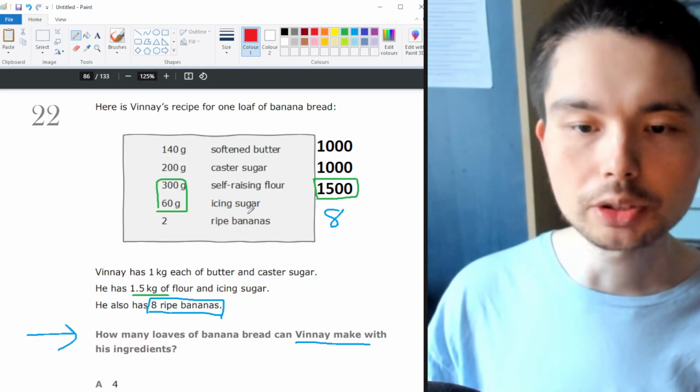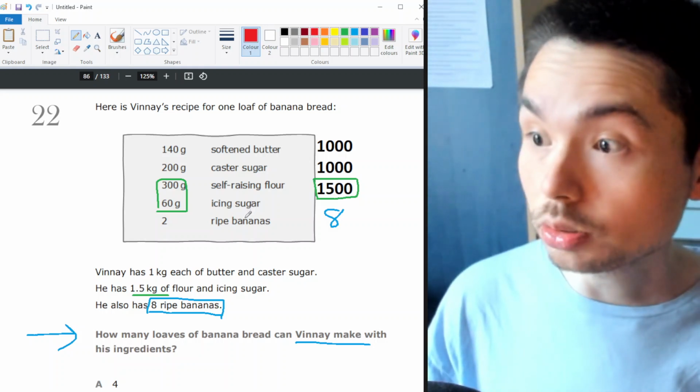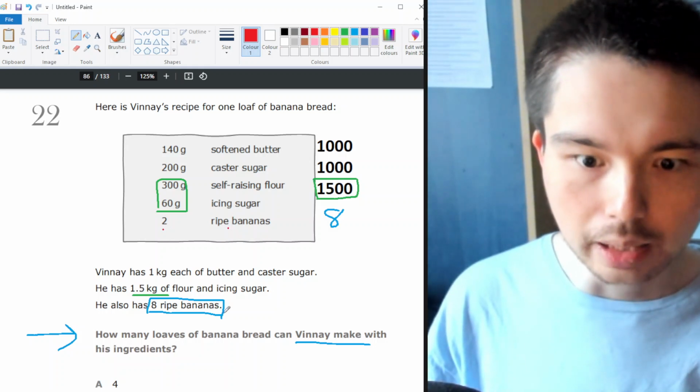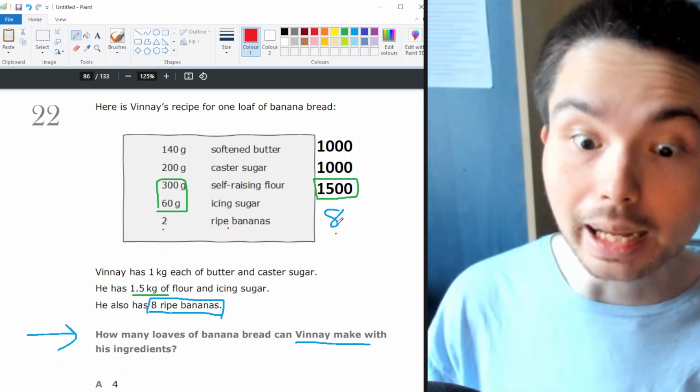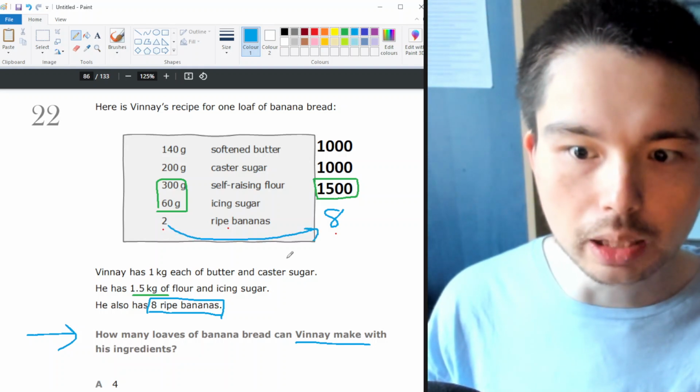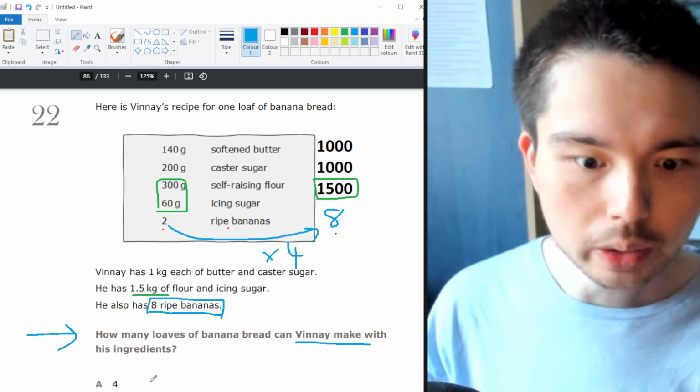Because when we're going for recipes, if we don't have enough ingredients, we cannot make it. Look at the bottom line, 2 ripe bananas. But what does Vinay have? 8 ripe bananas. So that's why I've put 8 here in blue. How do we go from 2 to 8? Times by 4. 4 is already there.